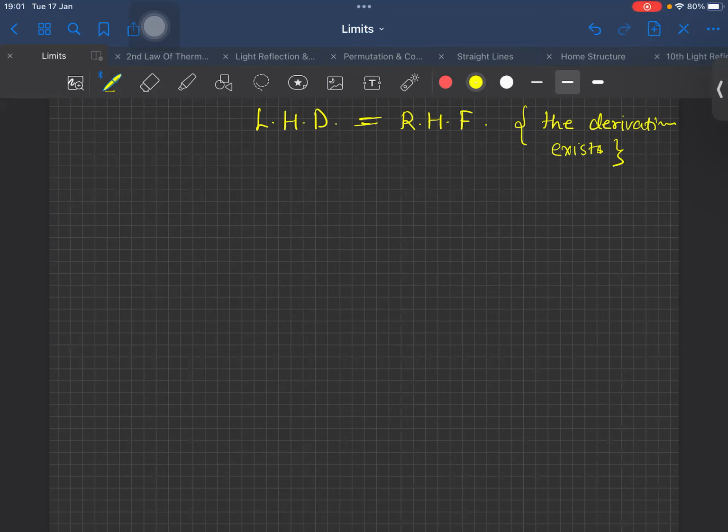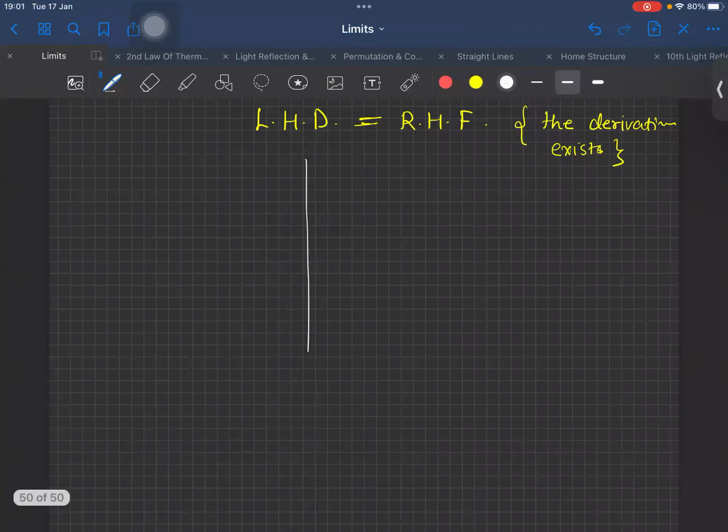See, left hand derivative and right hand derivative, I have checked that there is no such problem in the NCERT book. So we are not going to study in that manner. All right. So I have told you this definition. Also, graphically understand when the derivative exists.